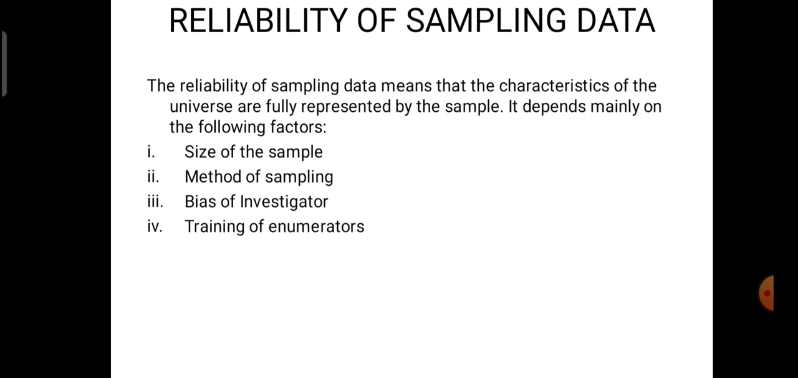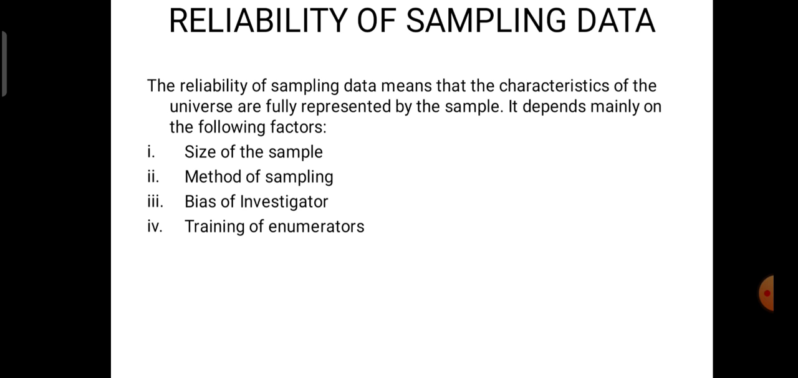So the following factors decide the reliability of sampling data. First is the size of the sample. If the size of the sample is very small, it will not be able to represent the whole population clearly. For example, if I am studying 1,000 people and I am picking only 10 out of them, it will not be possible to show the characteristics of the whole universe of 1,000 items. So at least I must study 100 items out of 1,000 items. Okay, so the size of the sample also determines the reliability of sampling data.